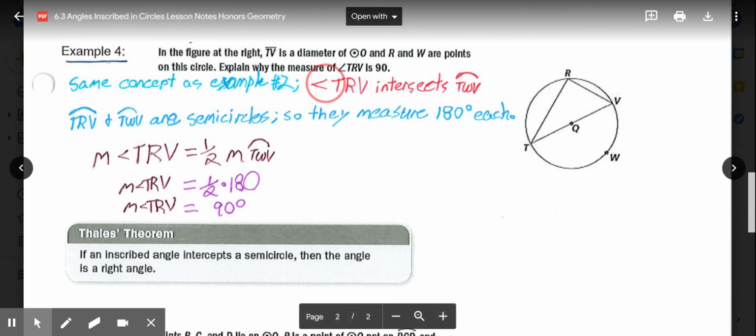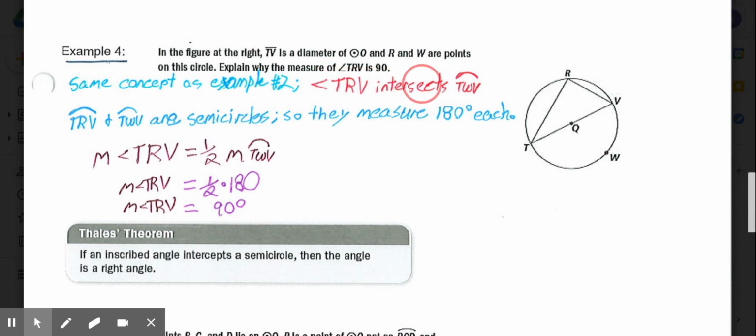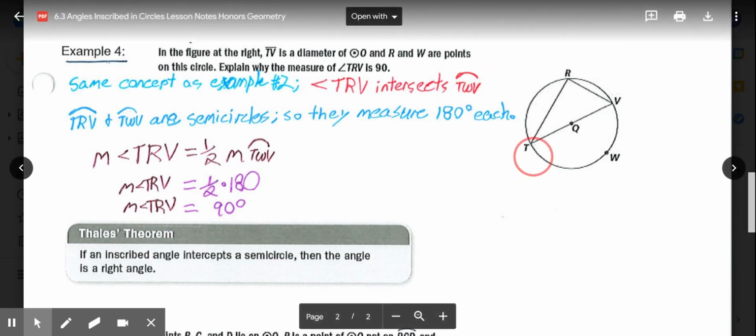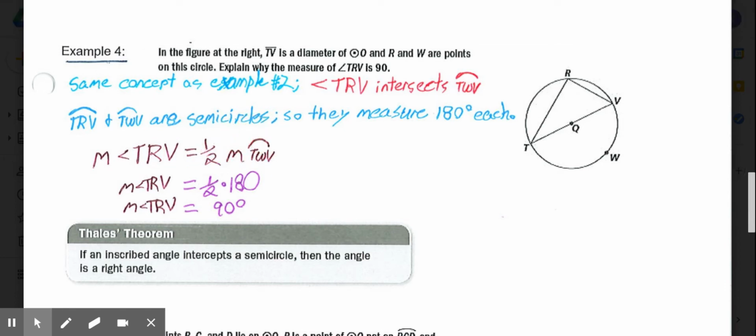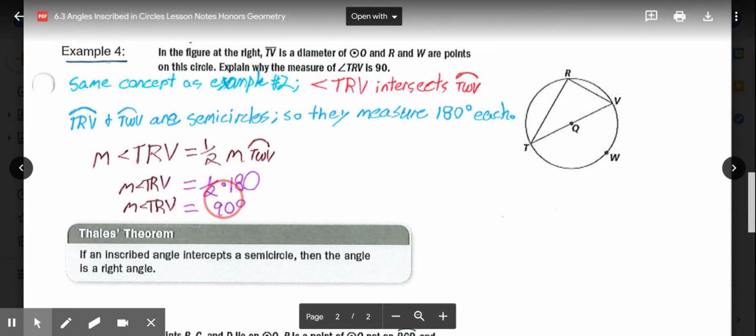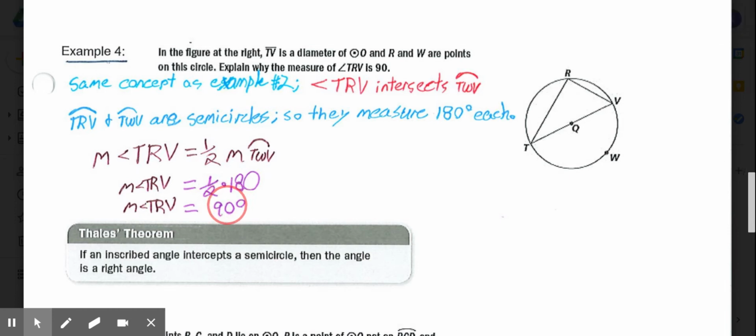We know that angle TRV is creating the inscribed arc of TWV. So TRV gives us the arc of T to W to V. TWV is a semicircle, so it measures 180 degrees. So again, the measure of that angle, TRV, is half the measure of the arc, which tells us the measure of angle TRV has to be half of 180, which is 90 degrees.